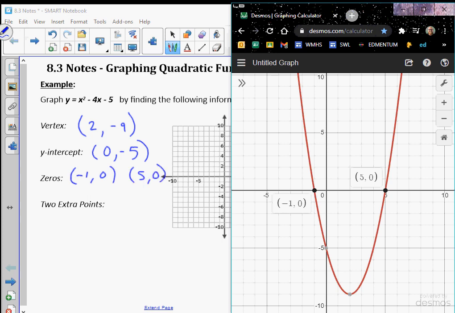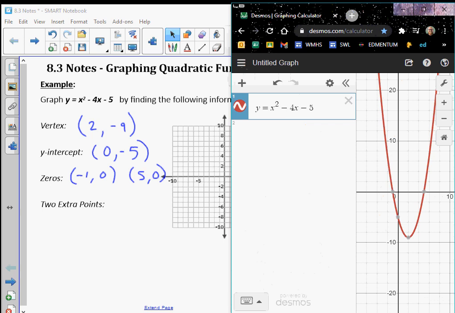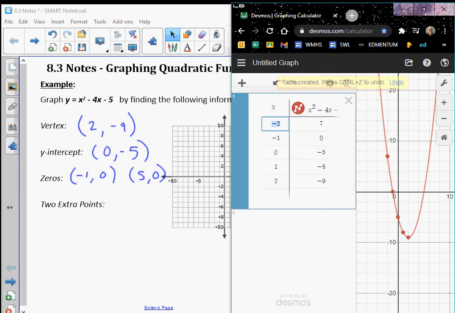In addition to these points that we already have, it will be helpful to have two extra points. You can either look on your graph and click and drag to find other nice points that you might want to use, or what I would recommend is making a table. If you go back to where your equation is and hit the little gear next to our equation in red here, if I click the table, it will create a table of values. From here, I could pick two points that I don't already have. You can also enter whatever x values you want, and it'll give you the corresponding y value.